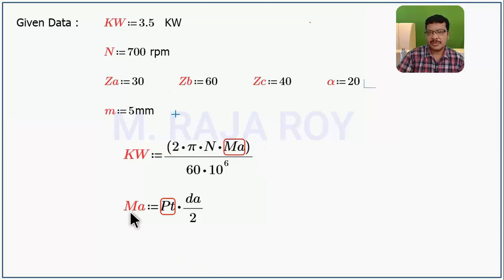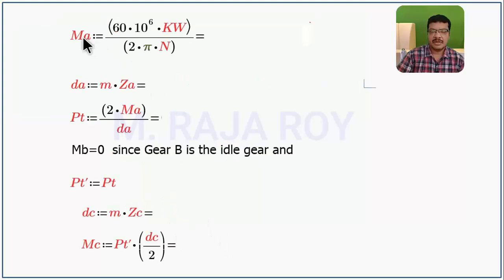Once moment is known, to get the PT value you need to find dA. dA equal to m into ZA, then you can get PT. Okay. Now MA value first you calculate taking this equation. kW is known, power is known, N is known, you will get MA. After finding MA, to get PT you need to have dA. dA equal to m into ZA, you will get the dA value 150 mm. Now you calculate the PT value, then PT dash equal to PT.